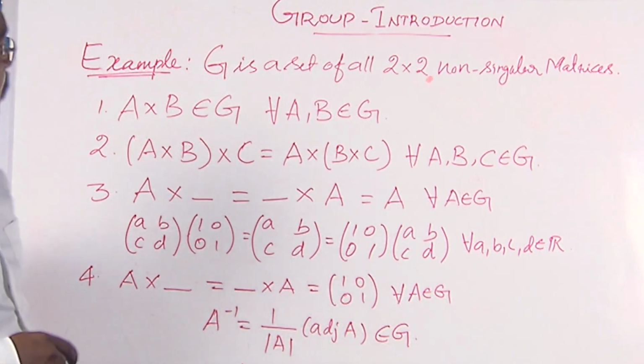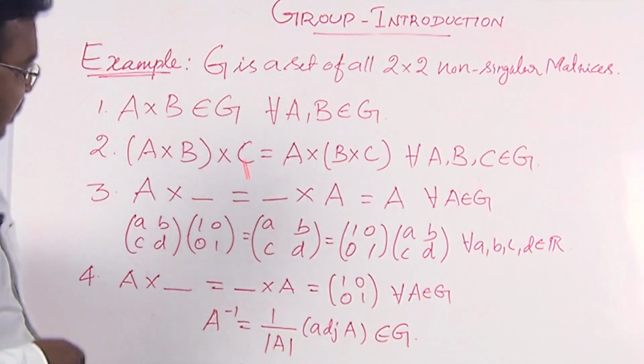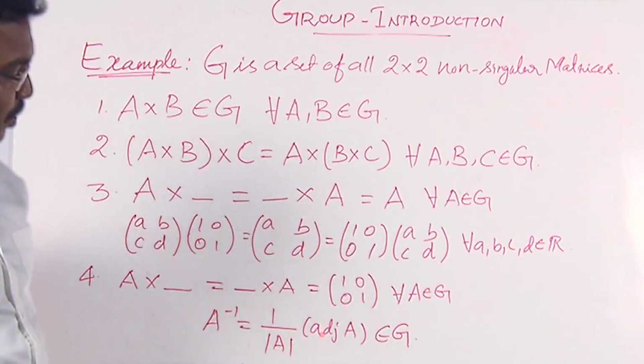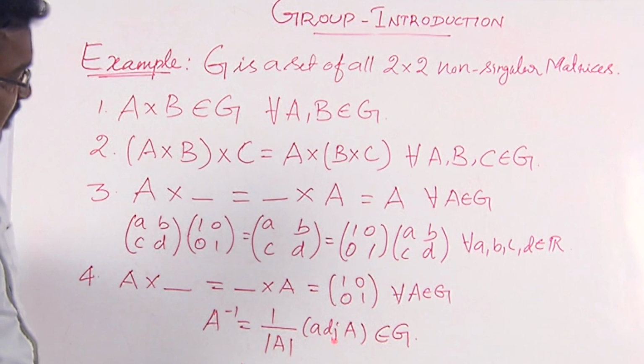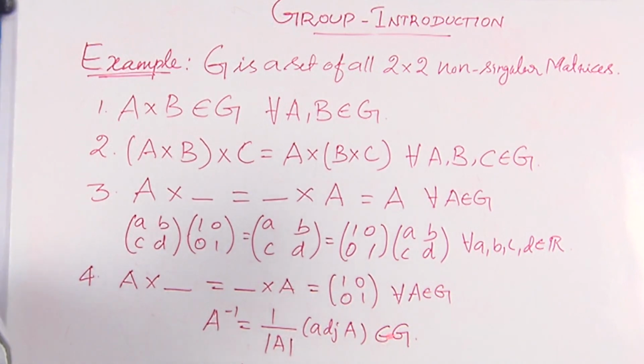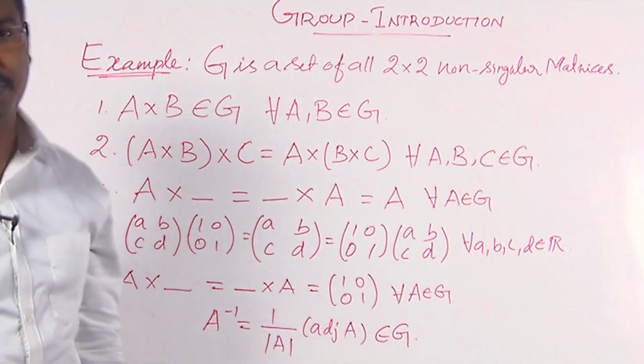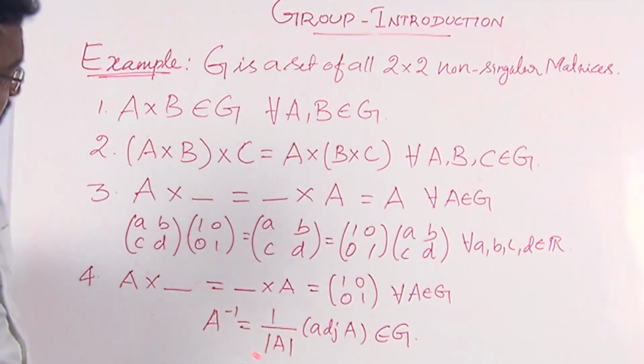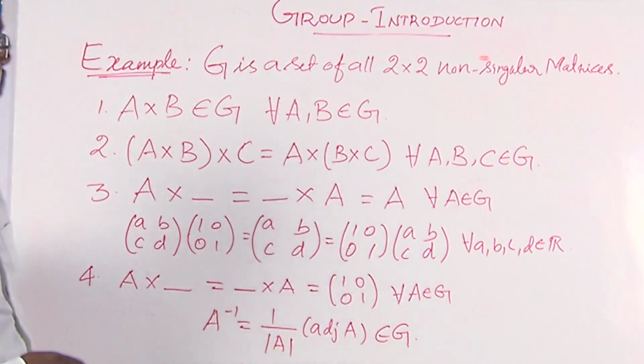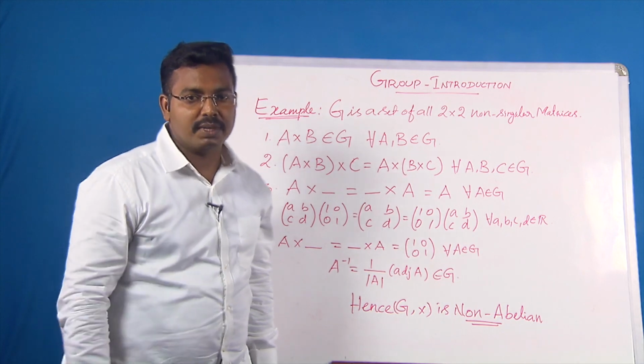Now, we have taken only non-singular matrices in our G, therefore, this determinant of A is always not equal to 0, therefore, this term always exists and is also an element of G, because adjoint of A is again a 2 by 2 matrix and this gives the non-singular property also. Therefore, A inverse is always an element of G. To satisfy this equation, we have taken all non-singular matrices, otherwise we may take any 2 by 2 matrices, but then this equation does not exist for all A. Therefore, we have considered only 2 by 2 non-singular matrices. Therefore, this set of all 2 by 2 non-singular matrices together with matrix multiplication forms a group.